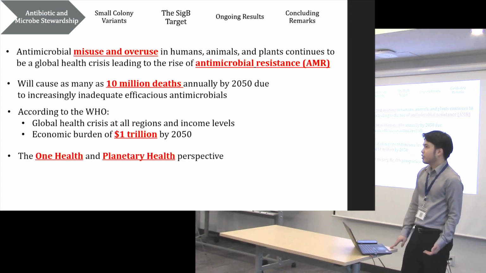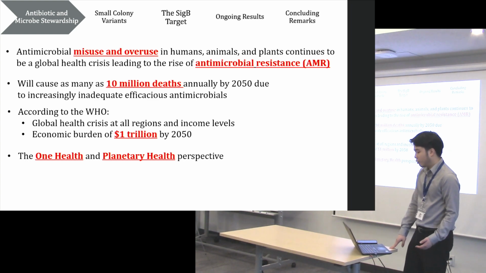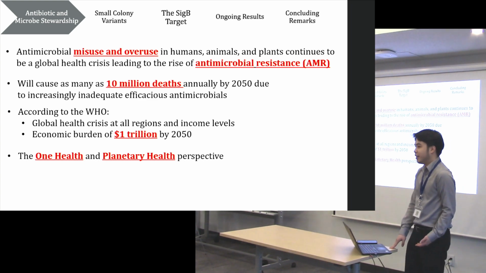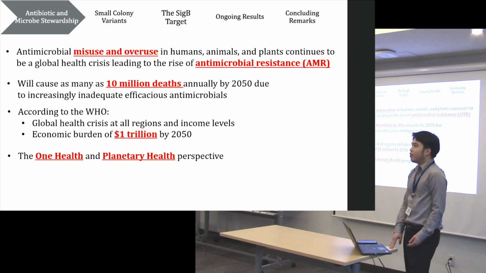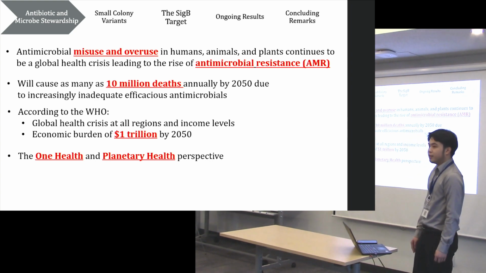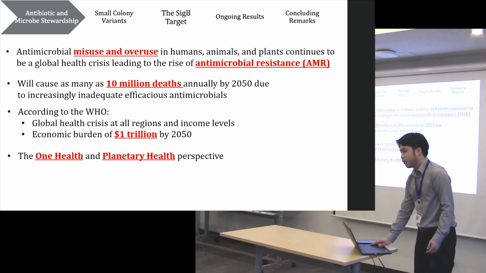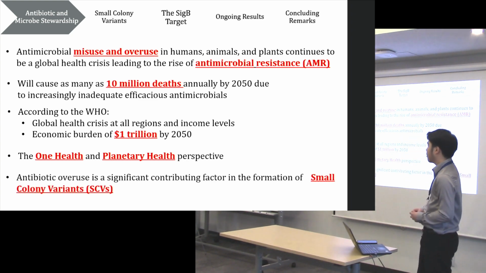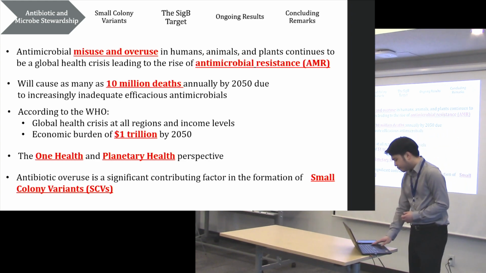But this is not just a human health issue, but a One Health and planetary health crisis as well, because we need to think about antibiotic resistance in animals as well as antimicrobial contamination in the environment. The leading cause of antimicrobial resistance is antibiotics, so that is what I'll be focusing on today. I also wanted to talk about one consequence of antibiotic overuse that is a bit less known than the usual antimicrobial resistance, and that is the formation of small colony variants.